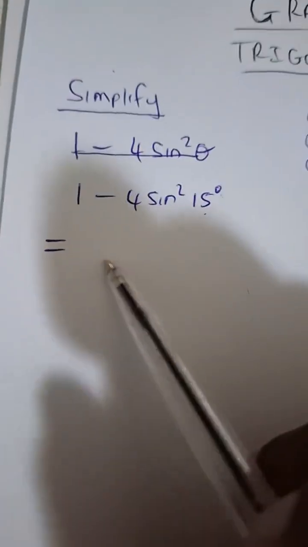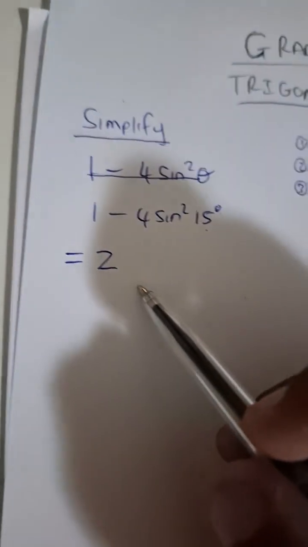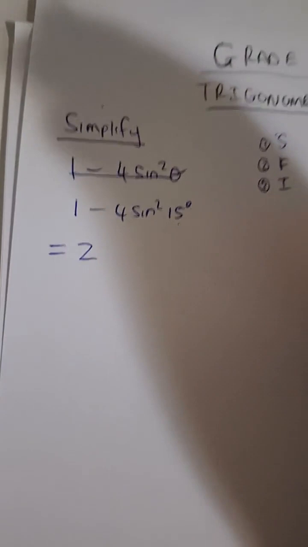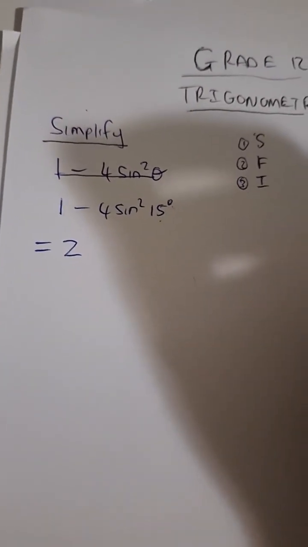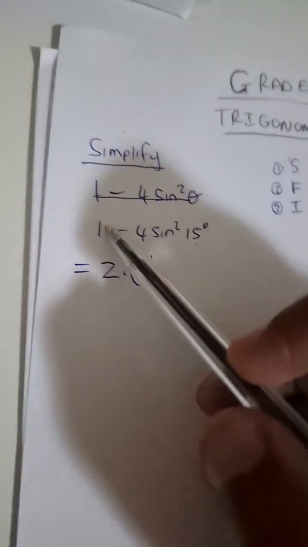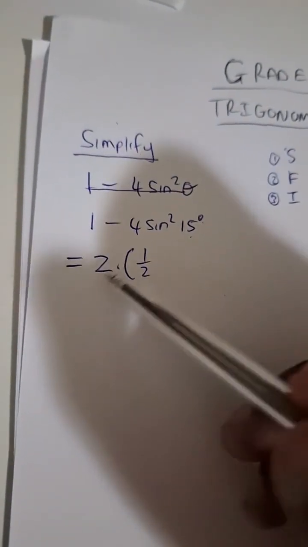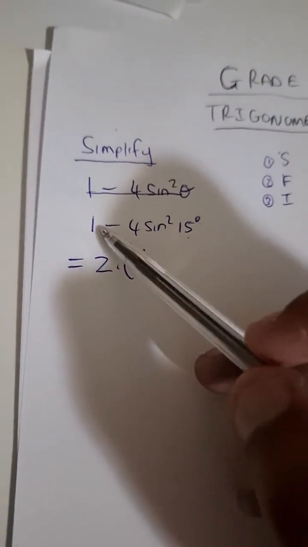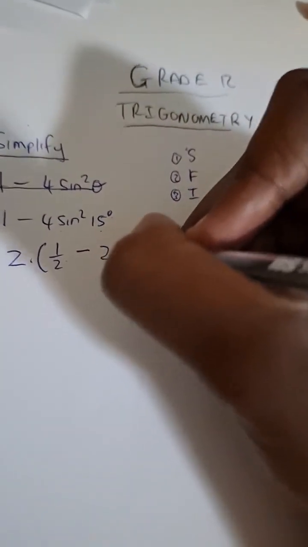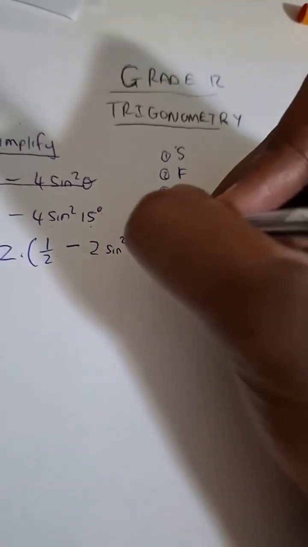So what I did was I looked at this and I was like, okay, let's take out a common factor 2. Now the thing is, you look at the 1 and you're like, but 1 is 1. So how in the world do you decide to take out a common factor of 2? Here's the thing. If I take out 2, then the 1 is actually going to be half, because remember, 2 times a half gives me 1. Then minus, look at this, 4 sine squared theta becomes 2 sine squared 15 degrees.